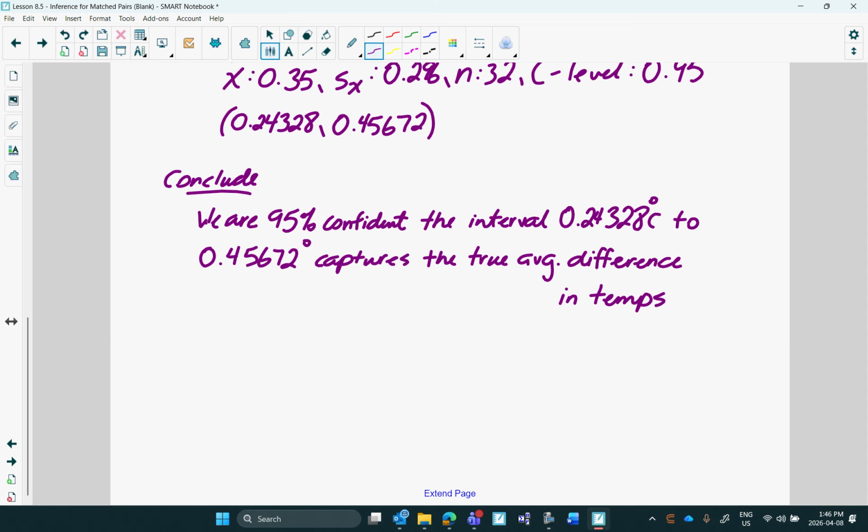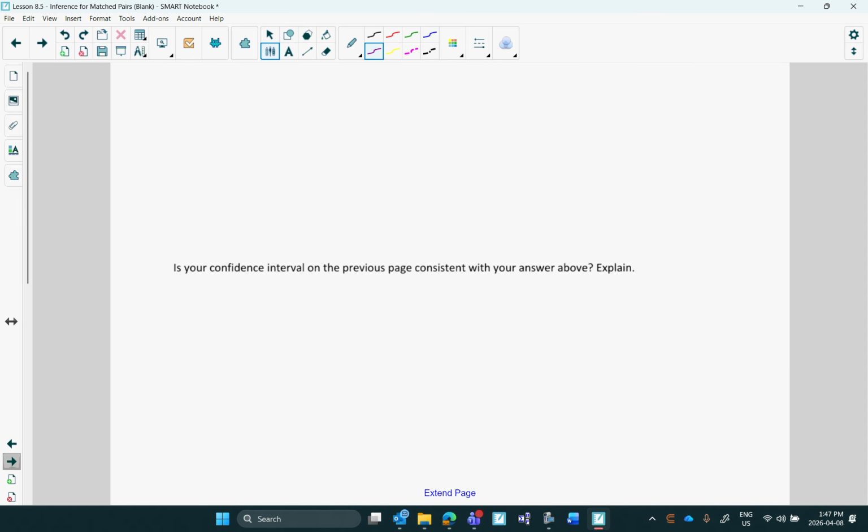Now, I didn't ask this question, but I could ask it. Is this proof that global warming exists? Do we have convincing evidence that global warming exists? Yeah. Sorry, I should have said it that way. Why? Because it doesn't contain zero. Right. There's no negatives. They're all positive differences. So yes. So that's how we would use a t-interval.